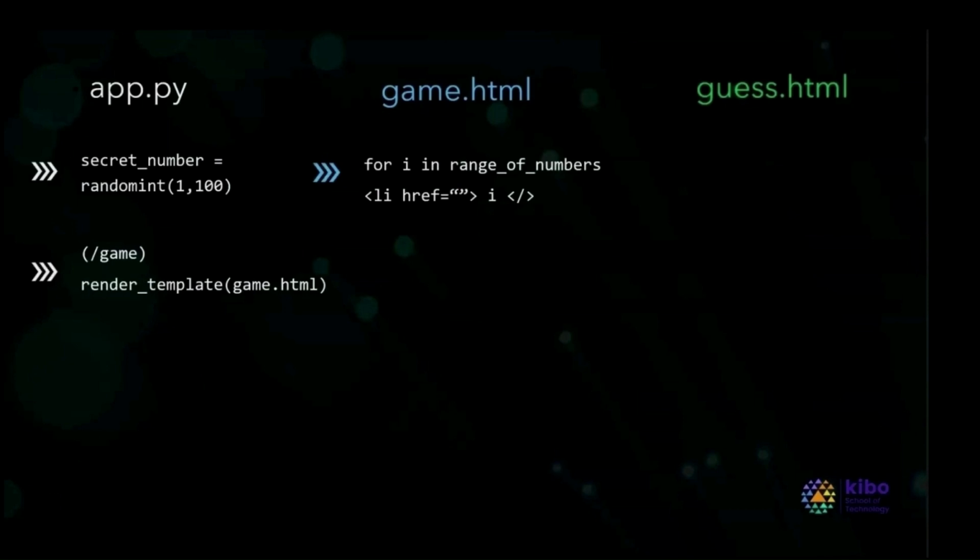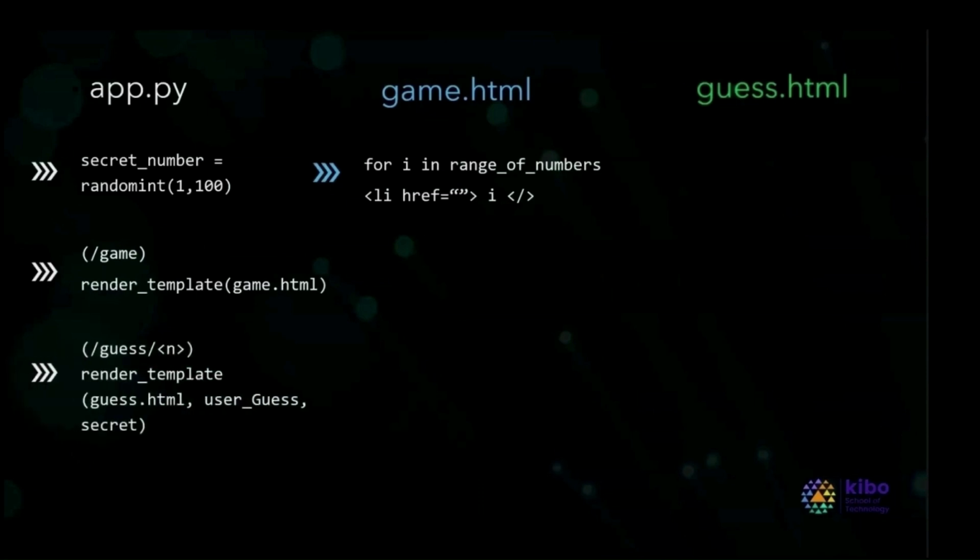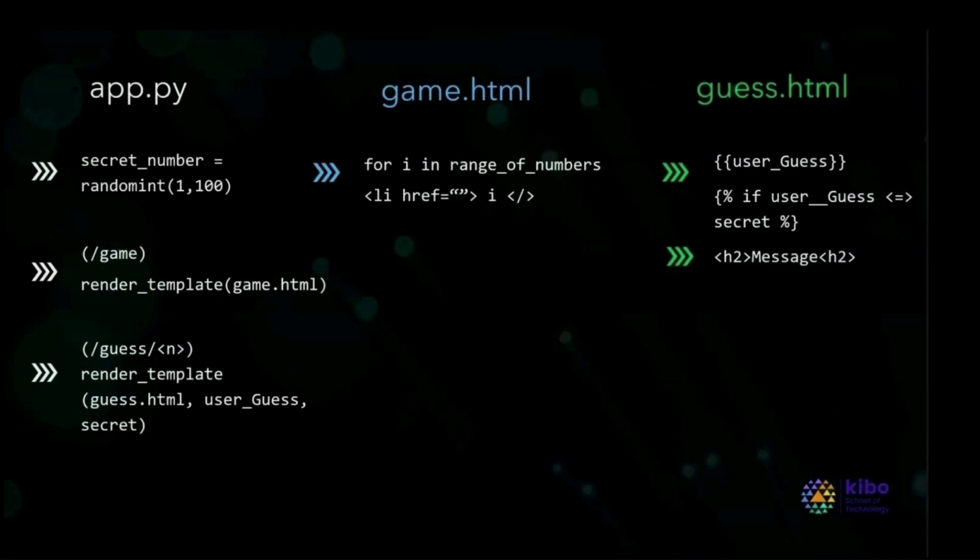Then, the app should be able to render the game HTML template with the numbers. In the next step, the program should render the guess HTML template, which will need the user guess number and the secret number to work properly. The secret number and the user guess get compared in the game HTML, and based on the outcome, the corresponding message and link to the next action is shown.